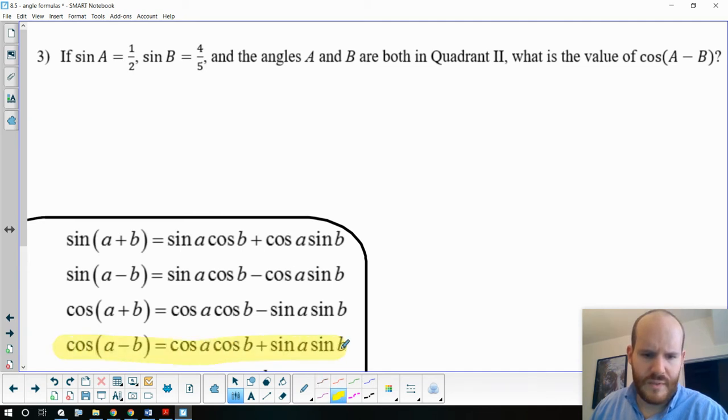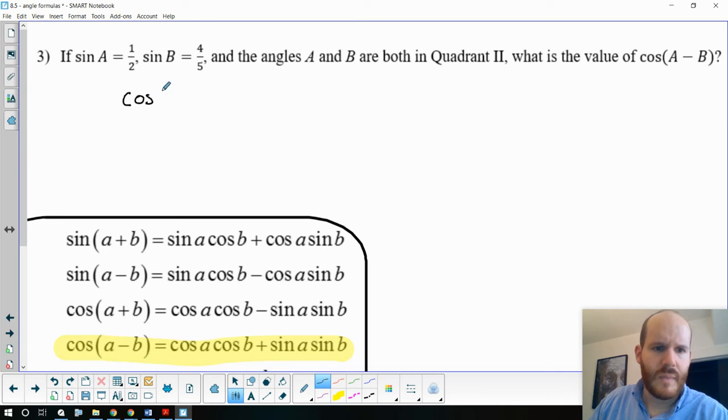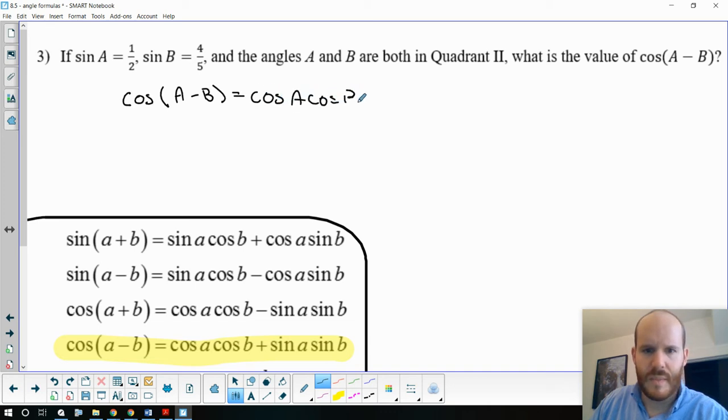So I want the difference for cosine. So I'm going to start there, and I'm going to see how I can figure out how to apply these values as I go through it. So I'll start with cosine of a minus b, and if I apply this identity, this should be the same thing as cosine of a cosine of b plus sine of a sine of b.